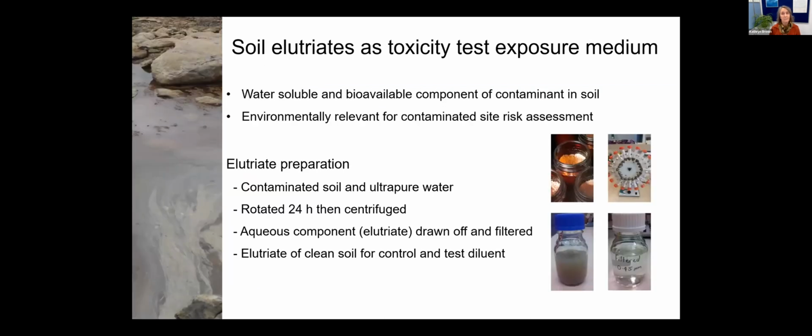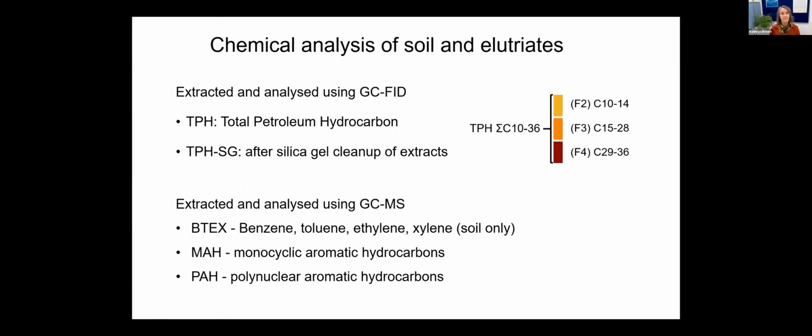Now, elutriates are made by washing soil with water. They represent the soluble and so the bioavailable part of toxicants in soil. Elutriates can also represent contaminated water that flows from a spill site during the Antarctic summer melt season. So to measure the chemistry of the spiked soil and elutriates, we used a suite of analyses.